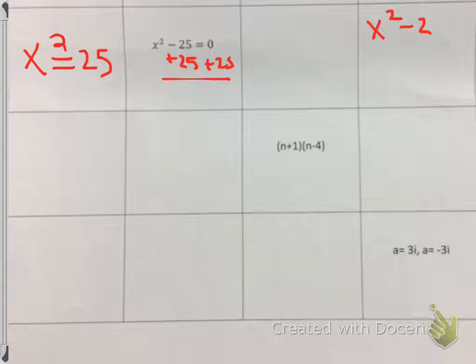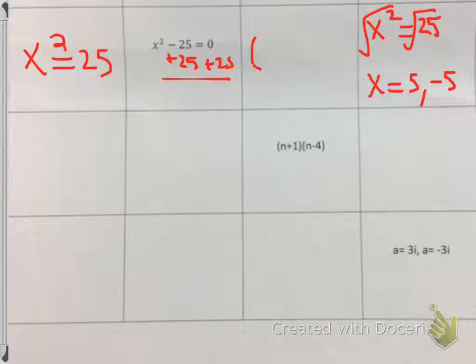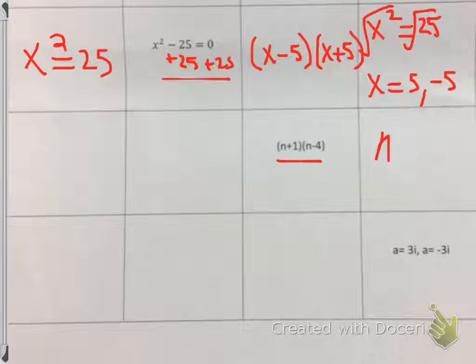So x squared equals 25. We're going to square root both sides. When I do that, I get x equals 5, and I get x equals negative 5. To put those back into parentheses, the x equals 5 would go in as x minus 5, and the x equals negative 5 goes in as x plus 5. This time I'm already in factored form, so my answers would come out as the opposites. I'm going to have n equals negative 1, because the 1 comes out as opposite, and n equals positive 4.